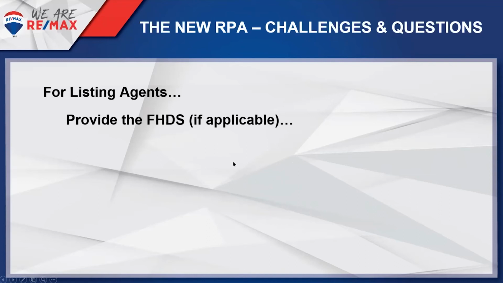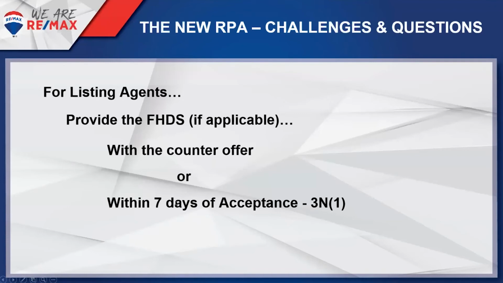They are not exempt, but a successor trustee, unless they've lived in the property in the past year, are exempt from the TDS law, and they would be exempt from doing this. So if applicable, most of our transactions are not TDS exempt. So an FHDS would be required if it's in a high or very high fire zone. The recommendation is listing agents provide that with the counter offer. Now, if it's not with the counter offer, be sure you provide it within 7 days of acceptance. And that's contained in paragraph 3.1.